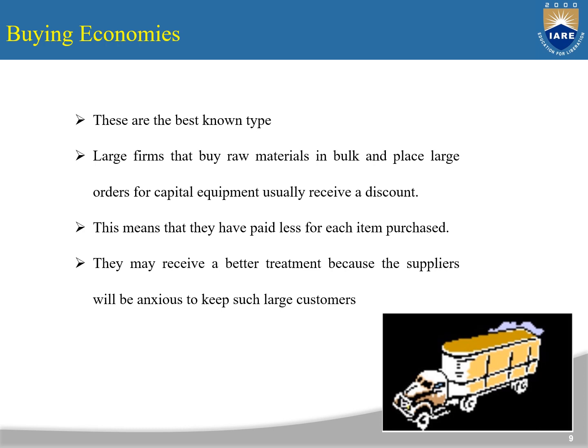Buying economies: these are the best known type. Large firms that buy raw materials in bulk and place large orders for capital equipment usually receive a discount. This means they pay less for each item purchased. They may receive better treatment because the suppliers will be anxious to keep such large customers.